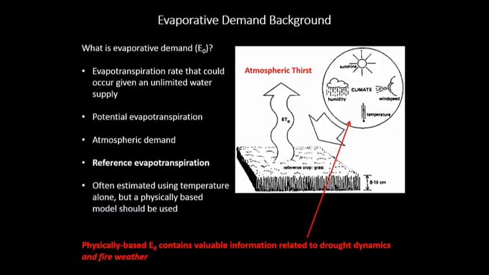And so evaporative demand, the simplest definition is the evapotranspiration rate that could occur given an unlimited water supply. And so evapotranspiration, or ET, is the actual flux of vapor coming off of the surface vegetation and the land surface. And so evaporative demand are the atmospheric variables that are controlling how much could occur given a well-watered surface.